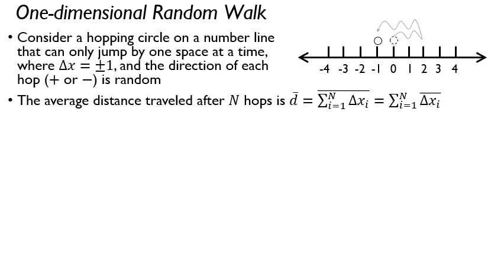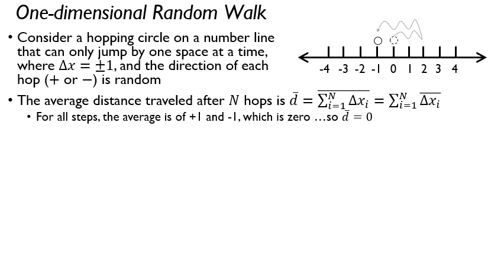So then the average distance that we've traveled after some number n hops is just going to be equal to the average of the sum of the steps that you take. I'm going to say the steps are delta x, so that's plus or minus 1. The average of the sum is equal to the sum of the averages, right? But your probability of going left or right for any given step is 50-50, right? So on average, your distance is going to be 0. So that's not a terribly useful metric, right? If we try to say how far you have traveled on average, we just get 0, which doesn't help us.